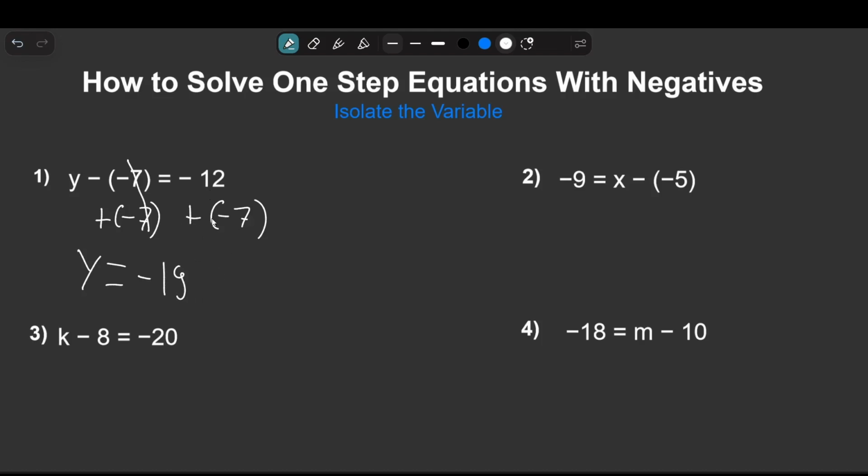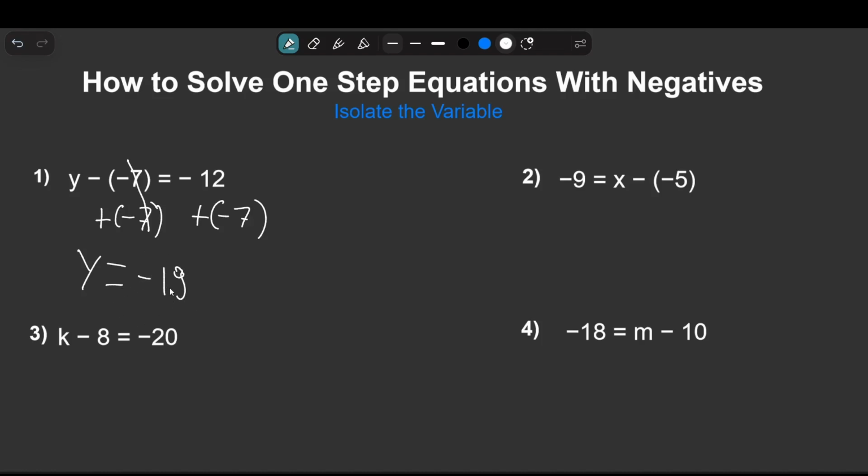Again, it isn't increasing in value because we are adding a negative number. It is decreasing in value because we are adding a negative number. Let's say if we were taking away the negative number, we would be increasing in value. But in this case, we're adding the negative number. So for our final answer, we get negative 19.